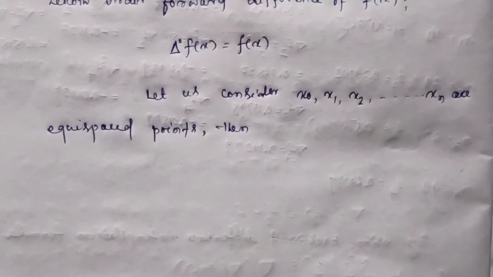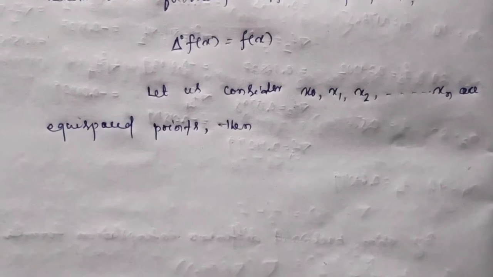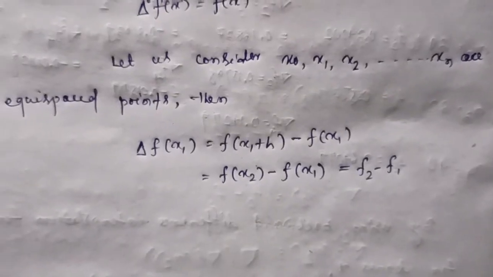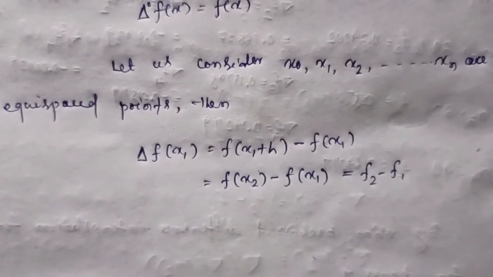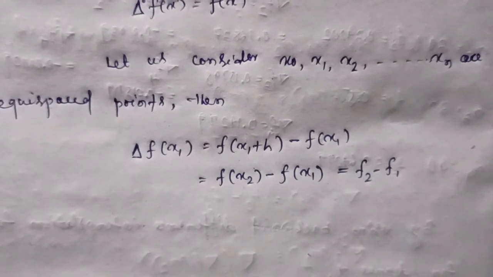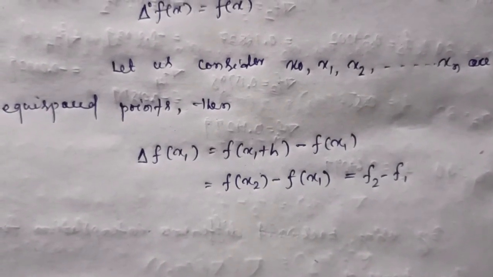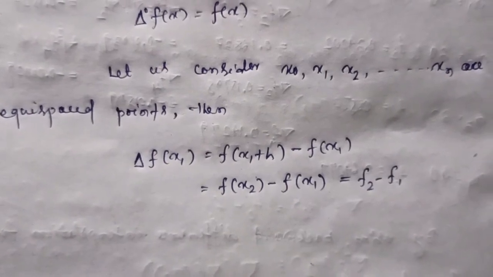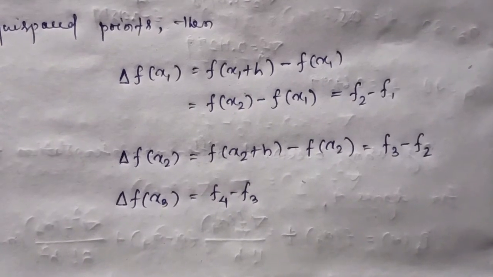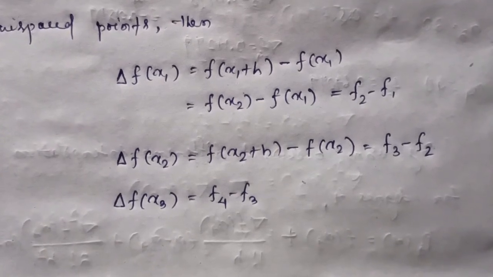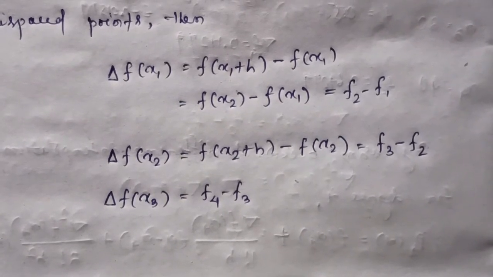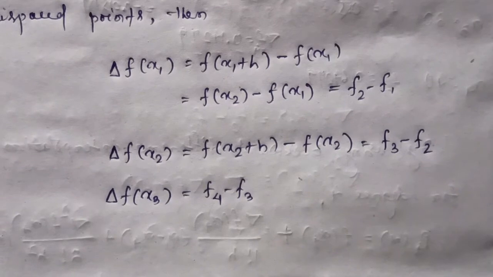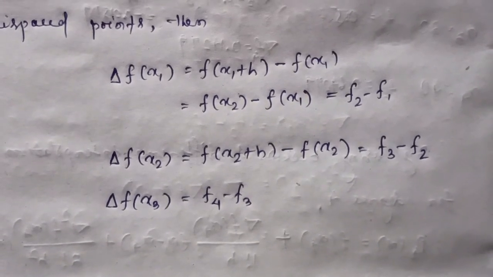f of x. Let us consider x0, x1, x2 up to xn are equispaced points. Then delta f of x1 is equals to f of x1 plus h minus f of x1, that is equals to f of x2 minus f of x1, that is f2 minus f1. Then similarly delta f of x2 is equals to f of x2 plus h minus f of x2, that is f3 minus f2. Then similarly delta f of x3, that is f4 minus f3.